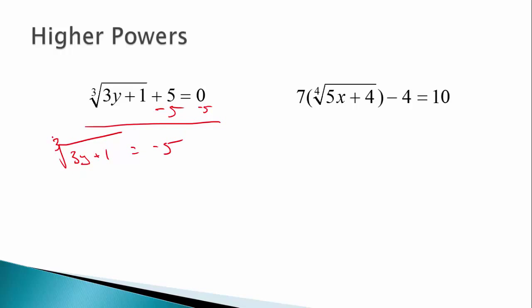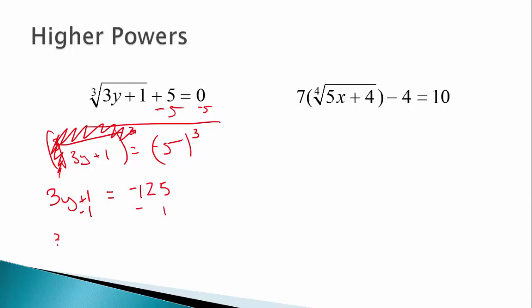All right. Now I need to undo a cube root, so I'm going to raise the entire equation to the third power. The cube root and the third power on the left disappear, and I get 3y plus 1 equals negative 125. Remember, the negative 5 is going to be in parentheses when I cube this. I'm cubing the number negative 5, so I get another negative back. Now I'll solve for y. Subtracting 1 gets me 3y equals negative 126. Dividing by 3 gets me y equals negative 42.